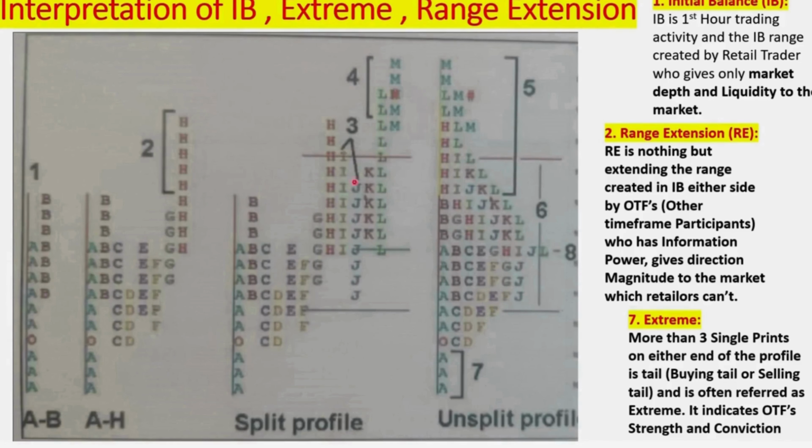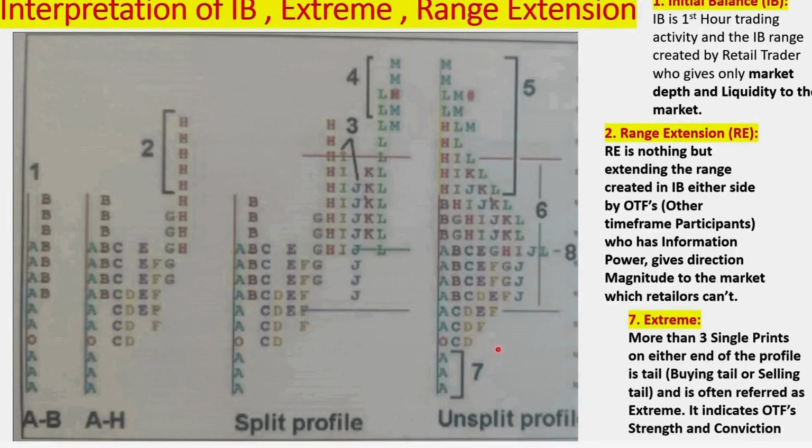Additionally, we look at extremes, which are areas where we see single prints on the profile. These extremes indicate where one side of the market was dominant and give us insights into future price movements. In summary, understanding the market profile helps us gauge the overall market sentiment and identify potential trade setups. It allows us to see where the majority of trading took place and where the less active areas are, guiding us on where to look for potential entries and exits.